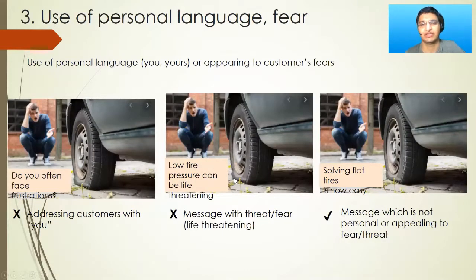Third is use of personal language or use of fear in how you communicate to the shopper. So on the left-hand side, the message is, do you often face frustrations? So use of you or yours is not allowed. On the middle of the screen, you see a message which talks about low tire pressure being life-threatening. Again, we are trying to evoke emotions by talking about a dangerous situation. This is not allowed as per Amazon policy.